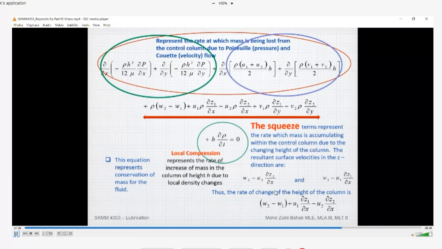If we have a density change, this equation represents the conservation of mass for the fluid. The first part of the equation represents the rate at which mass is being lost from the control volume. The second part, the squeeze term, represents the rate at which mass is accumulating. The third part, the local compression, represents the rate of increase of mass in the column of height h due to local density change.